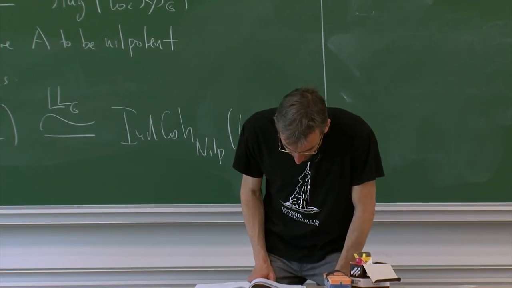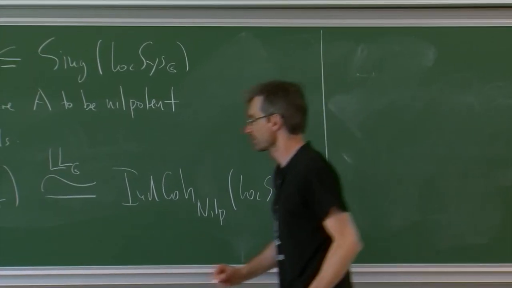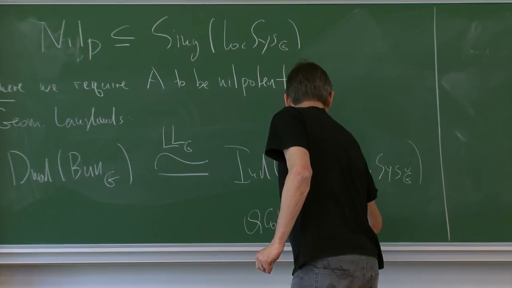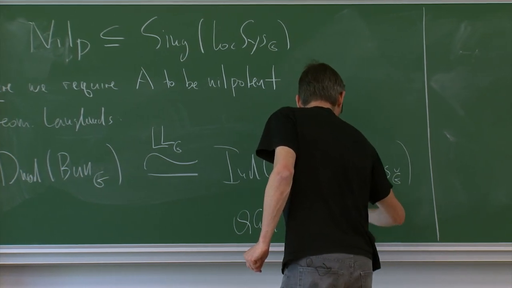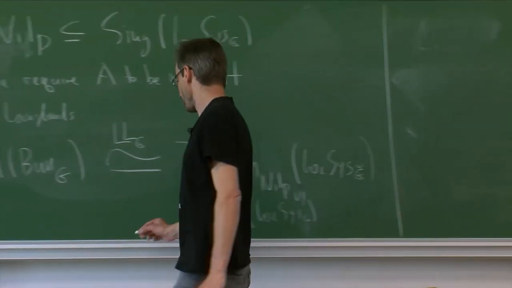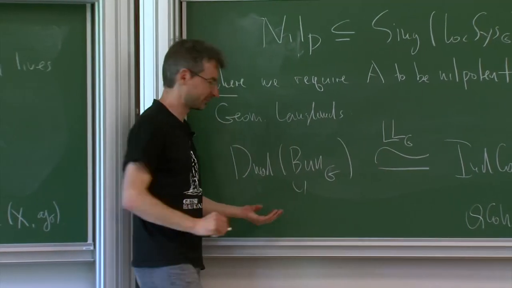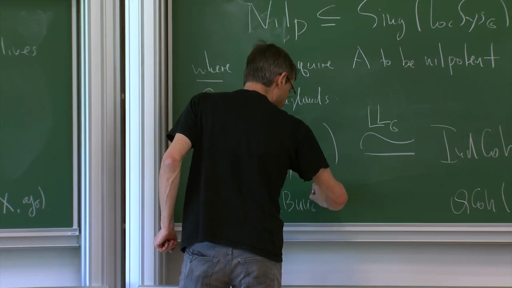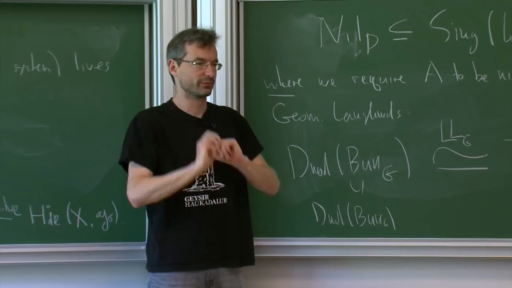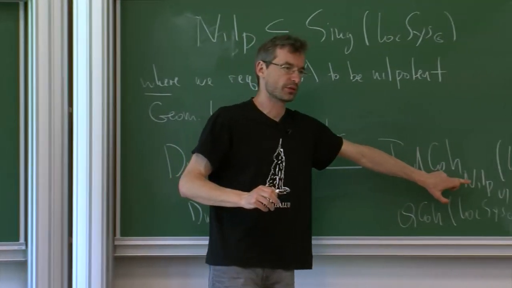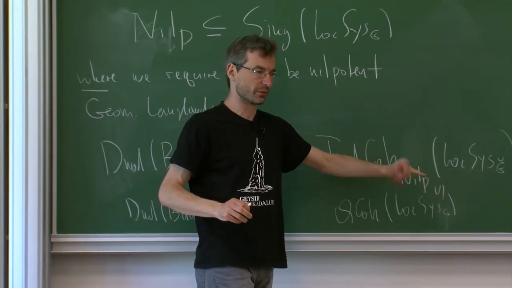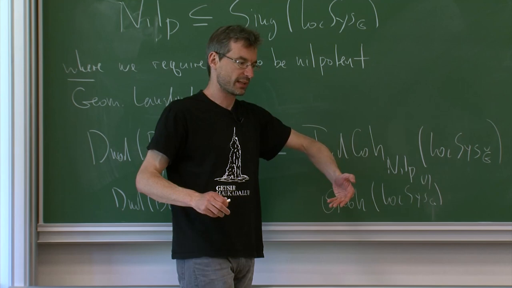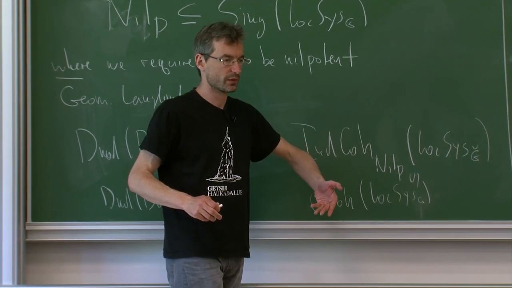Okay, so let me mention a few things. Remember, inside here we have QCoh. It's sitting there. So therefore, to it there corresponds something. QCoh is IndCoh with singular support zero. So here, the singular support is required to be nilpotent, but I can take the subcategory where the singular support is zero. So it's our QCoh.